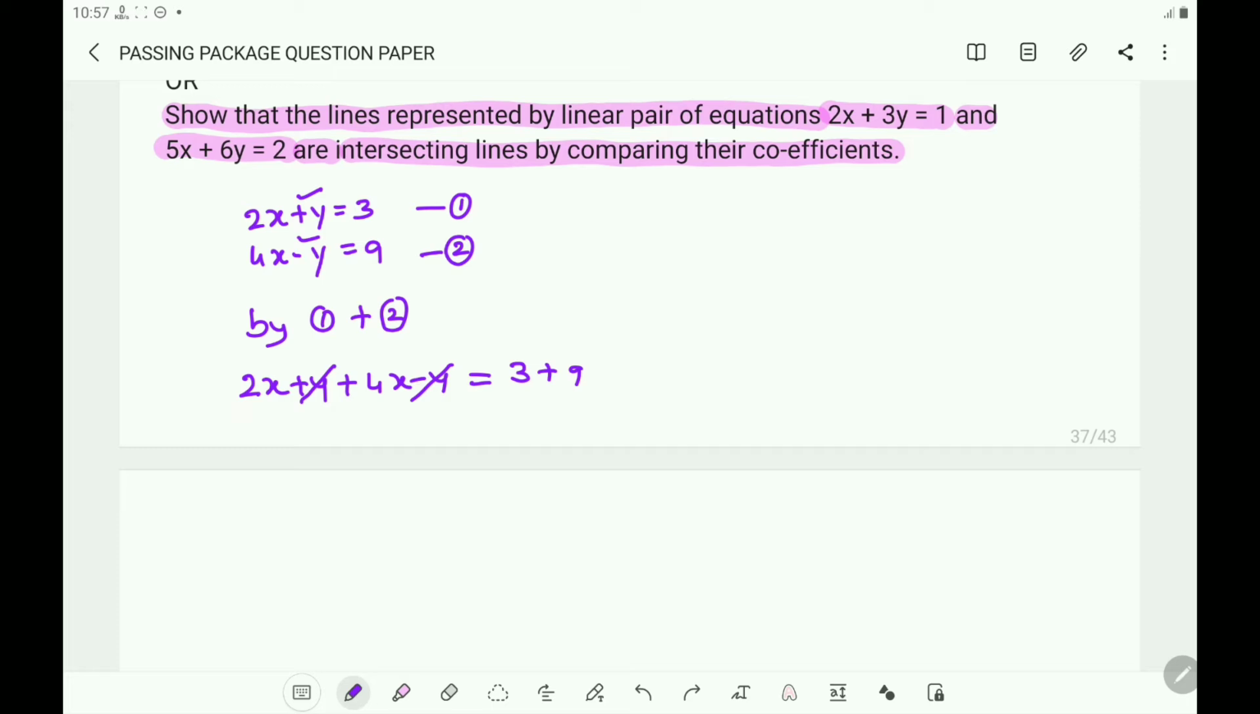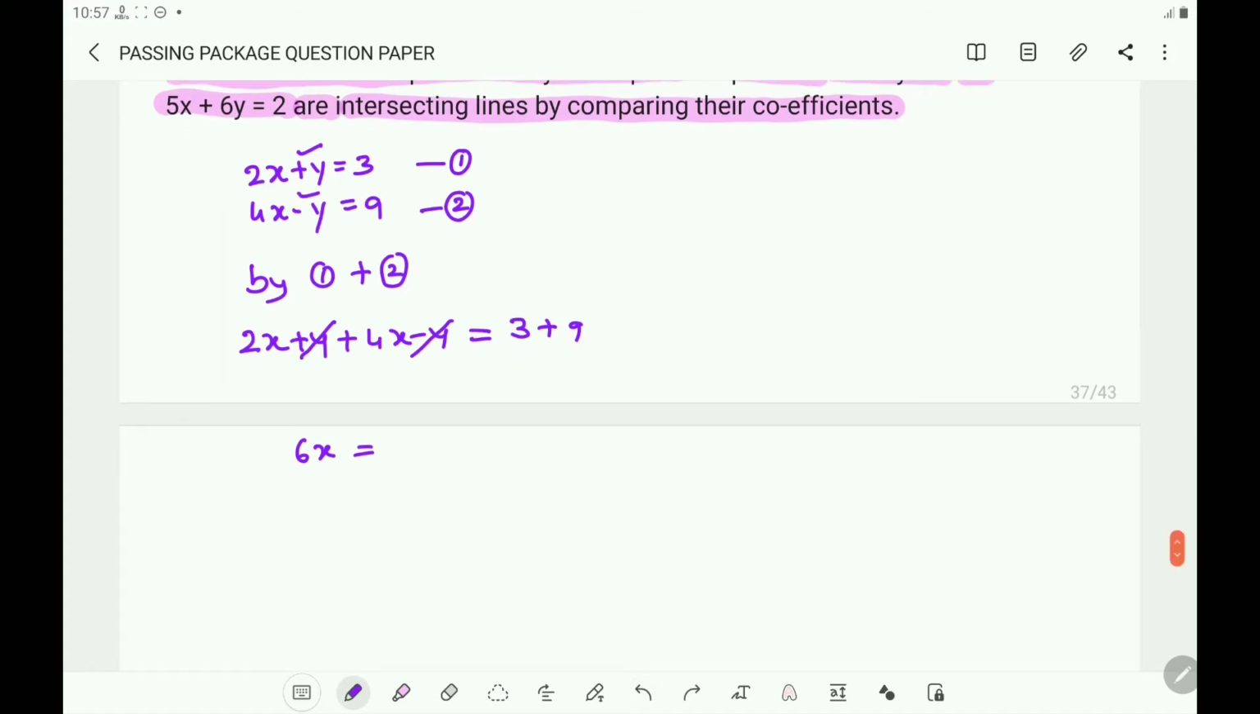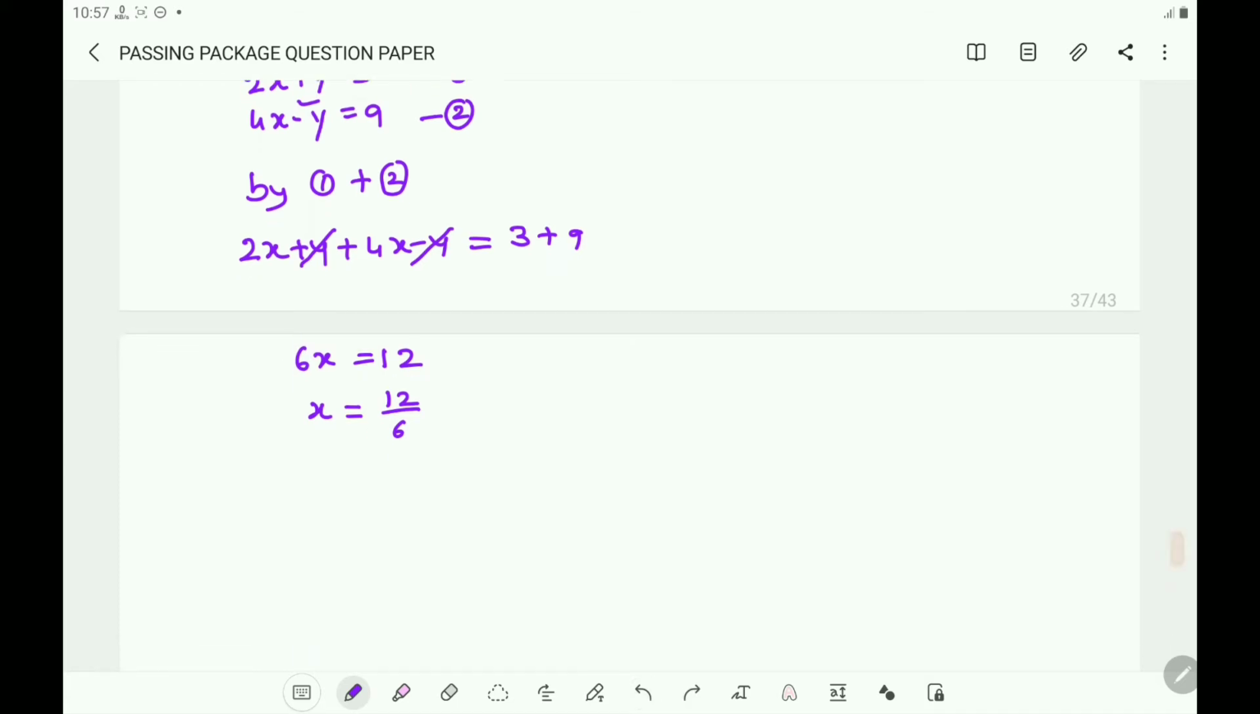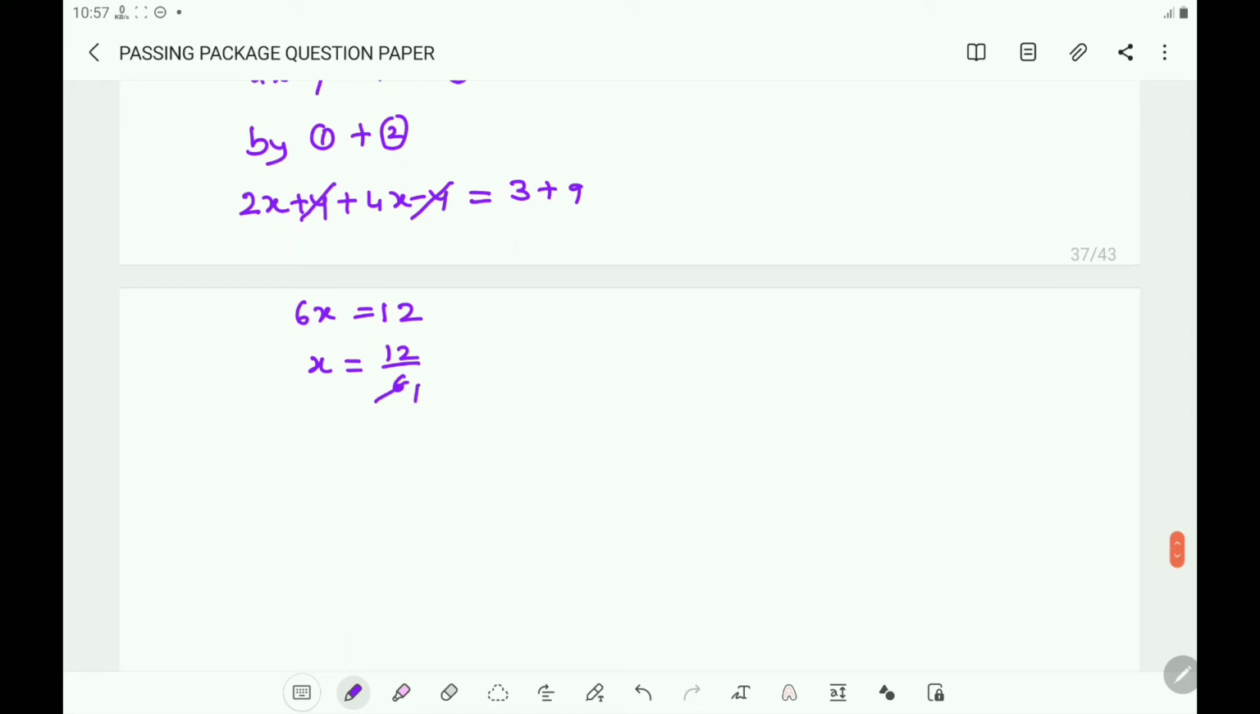2x and 4x are like terms. You can add them. That becomes 6x equals 3 plus 9. As they have the same sign, add them. So you got 12. So you got the linear equation 6x equals 12. Now you solve for x. Transferring this 6 to the RHS, you got x equals 12 by 6. 6 ones are 6, 6 twos are 12. You got x equals 2 by 1, which equals 2.